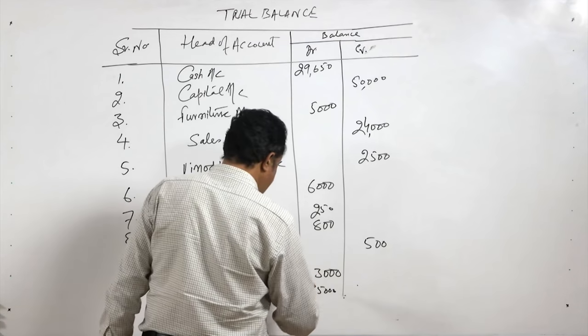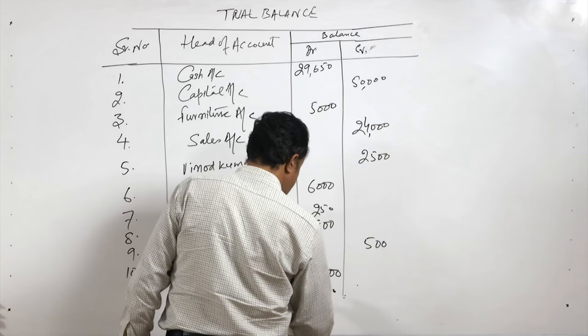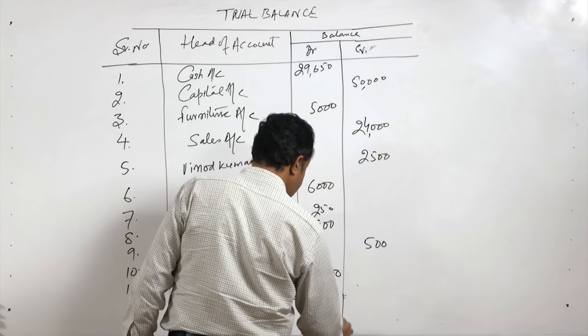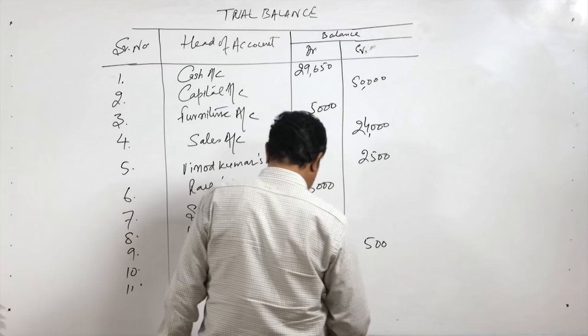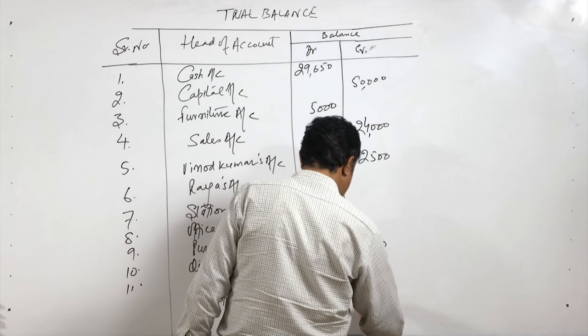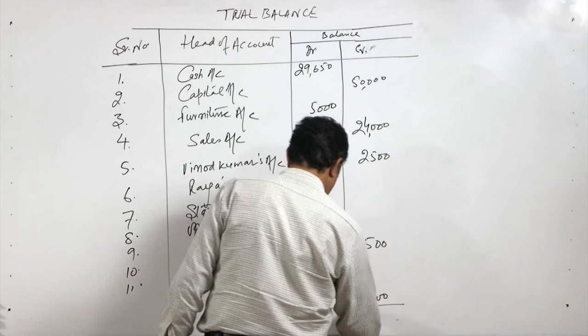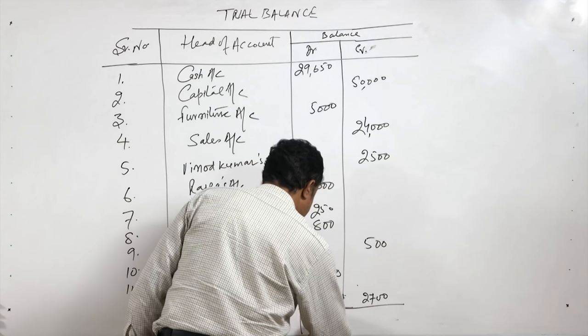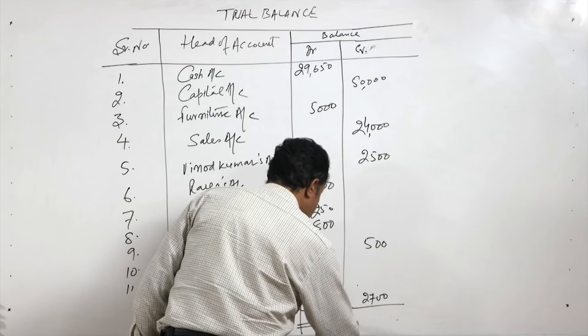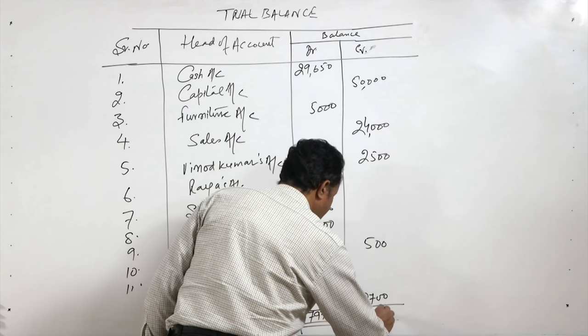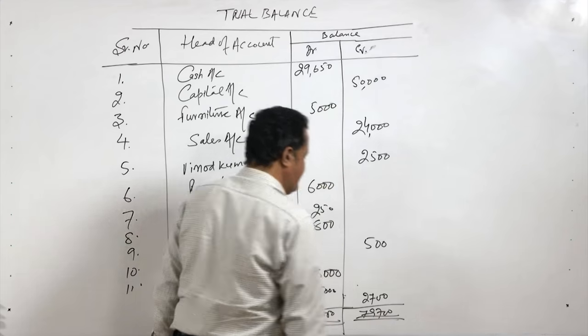So the total of this side is 79,700 and the total of this side is 77,000. So you will put 2,700 rupees more here in the suspense account, and now the total of both the sides will be 79,700 and 79,700. So it is tallying now.